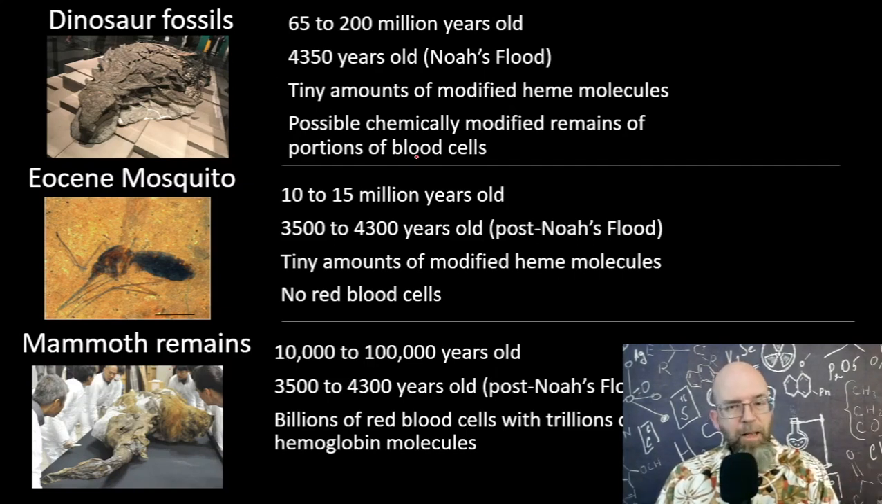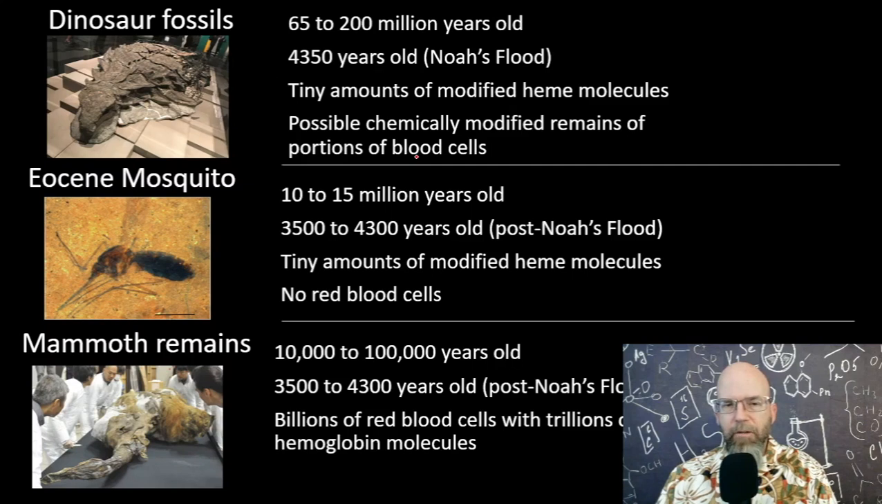Mammoths. Now let's compare that to mammoths. Conventionally, 10,000 to 100,000 years old are some of the mammoths that we have found in pretty decent shape up in the permafrost in the northern hemisphere. And of course, for young Earth creationists, mammoths departed the ark and then moved to the north, and then eventually got trapped in an ice age situation just a few hundred years after the global flood. So they're somewhere like 3,500 to 4,300 years old. In other words, they're about the same age as that mosquito.